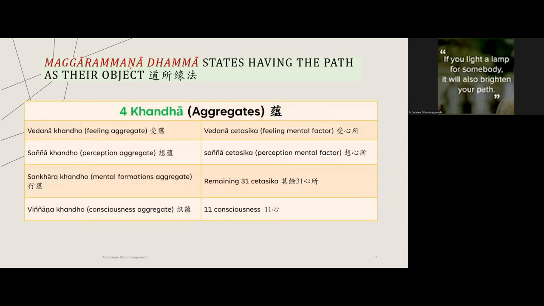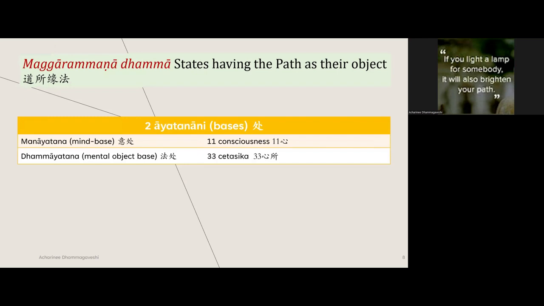We'll first look at the khandha. Vedanā chetasika is Vedanā khandha. Saññā chetasika is Saññā khandha. The remaining 31 chetasika fall under Saṅkhāra khandha, and the 11 chitta, consciousness, is Viññāṇa khandha. Next, we look at the āyatana. All 11 consciousness are classified under Manāyatana, and the 33 chetasika are classified under Dhammāyatana.